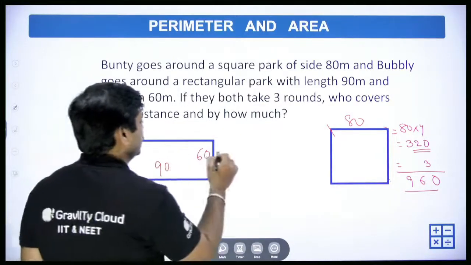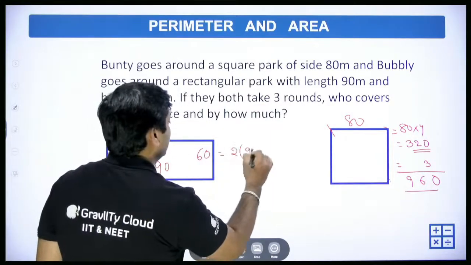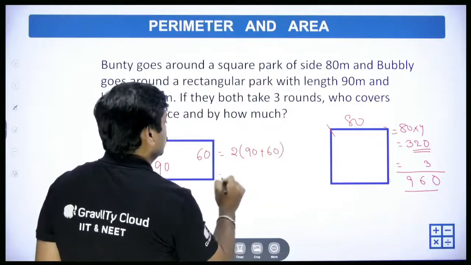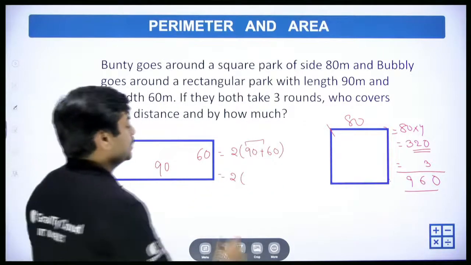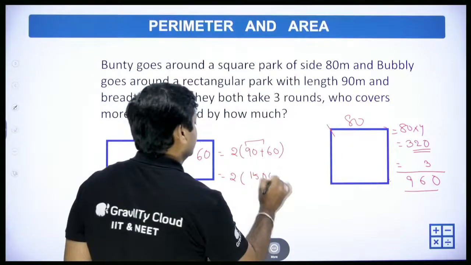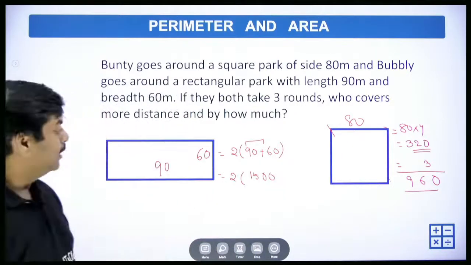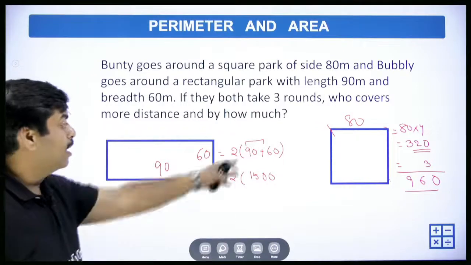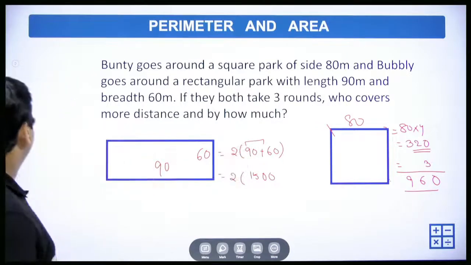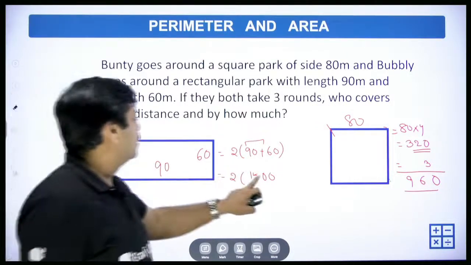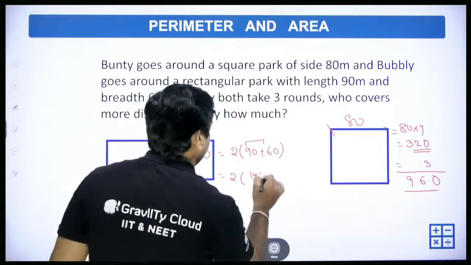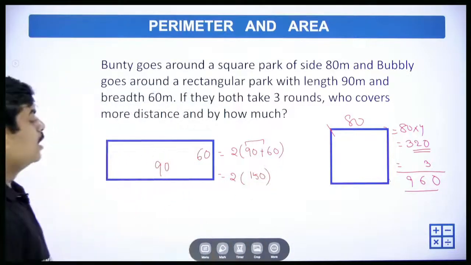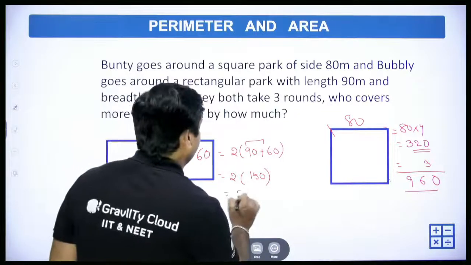What about this 90 plus 60? 2 times 90 plus 60 is the perimeter. So 2 times 9 plus 6 is 15, so 1500 came. No, it is not a multiplication, it's just a simple addition, so just keep the 10. 90 plus 60 will give you 150, right? So 2 times 150 will give you 300.